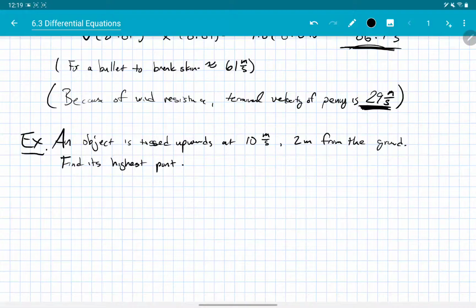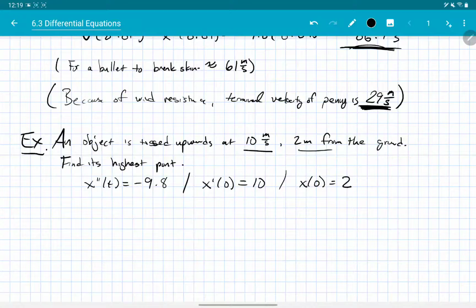All right. So we are told some things, okay? X double prime is always the same for these problems. It's negative 9.8. But we're told some other pieces of information. Tossed upwards at 10 meters per second. That means that the velocity, or x prime at time 0, is 10. And the 2 meters from the ground means that x at time 0 is 2. So we'll start with this second derivative and work backwards.